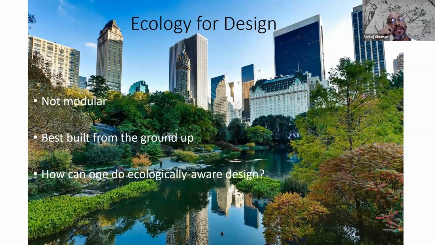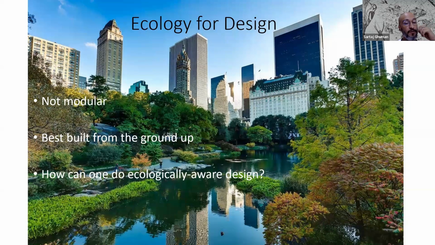I think the main attraction of the seminar was how do you build ecologically aware design? How can urban community settings be more ecologically aware? I don't think I can give you straight answers to that, but we can explore some of the ideas here and see how we can make our way towards it. The first point is that it cannot be modular. You cannot have a building and then have a terrace garden and hope that this is more ecologically aware. Ecologically aware design has to be built from the ground up.